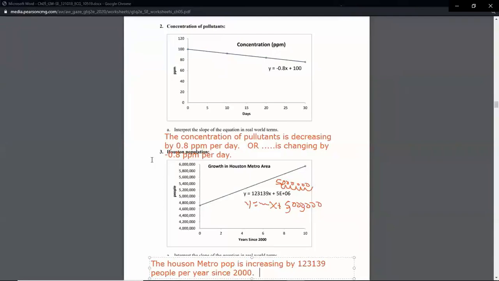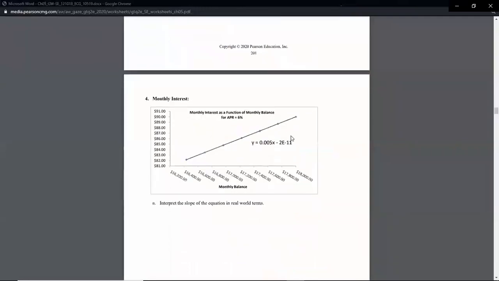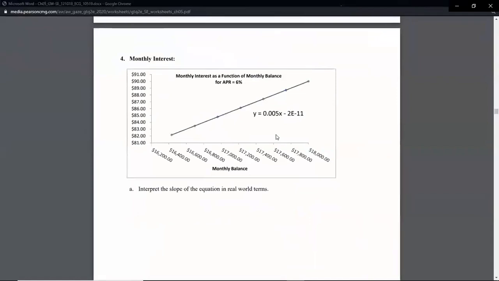All right, one more. And this one gets a little weirder. And we'll probably end up finishing it here today. Just looking at something else. Interpret the slope of the equation in real world terms. Same thing as before.